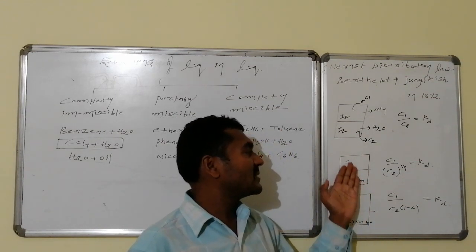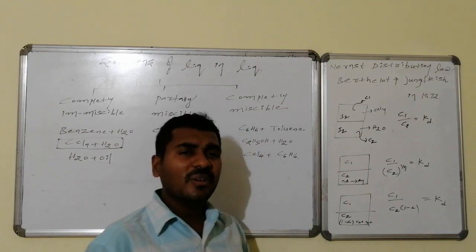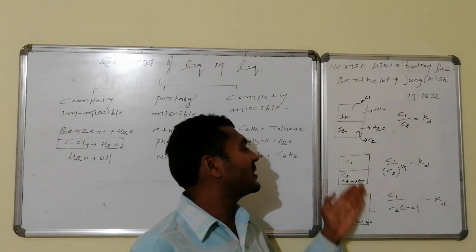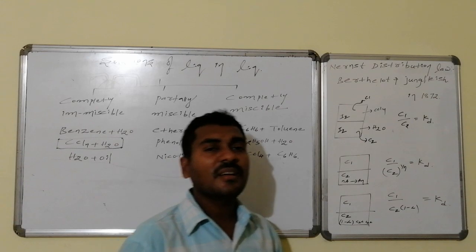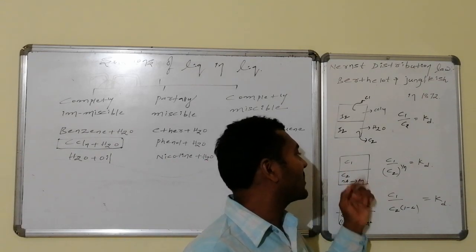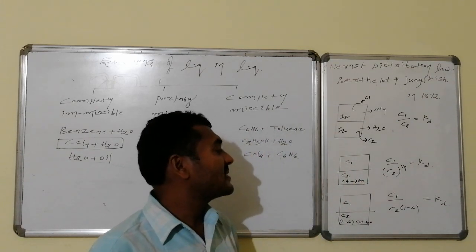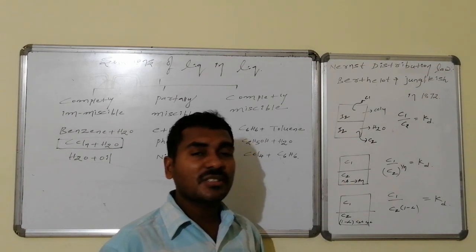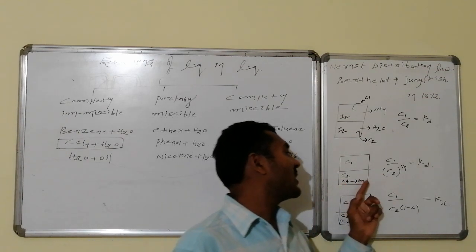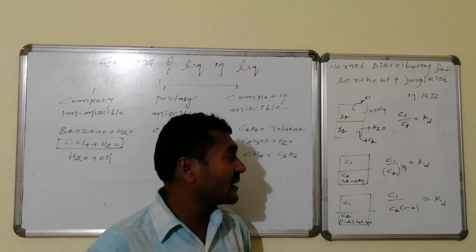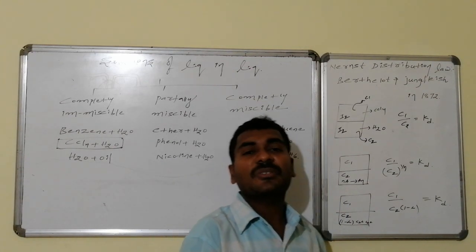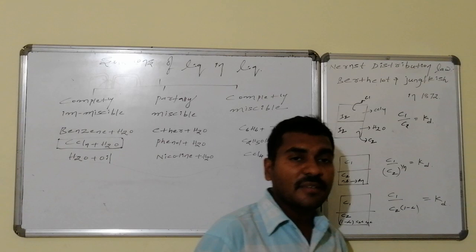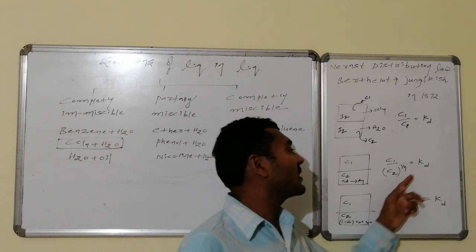There are two liquids. Iodine, or any substance, is distributed in the upper layer with no association, no dissociation, having concentration C1. In the second layer it is undergoing association, where the total concentration is C2. N molecules combine and are converted to AN. In that case, the distribution coefficient is given by C1 divided by C2 power 1 by N, which is equal to K.